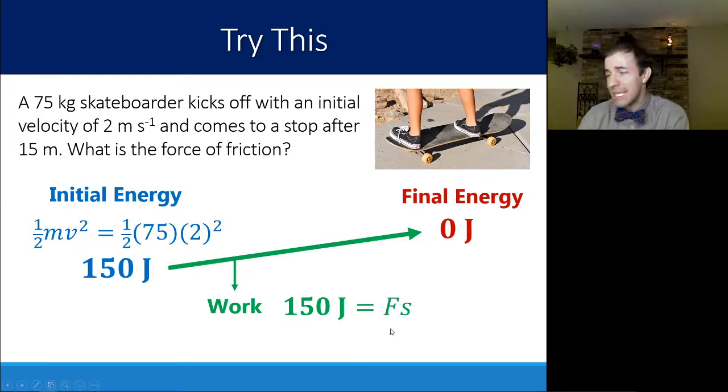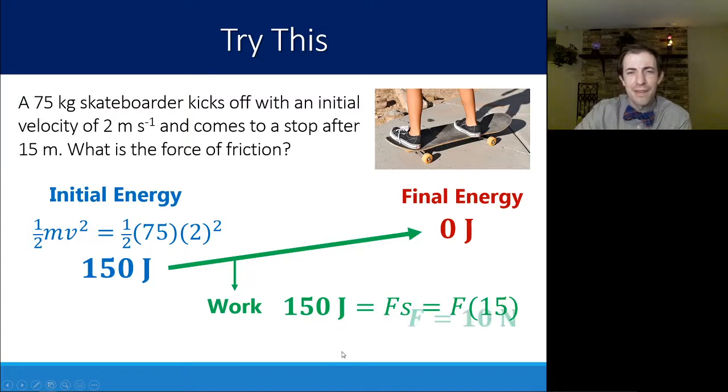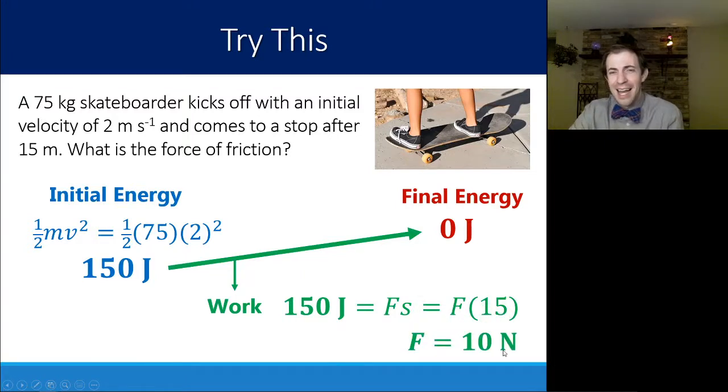And that must be equal to my work equation. There is no angle here, so I'm just going to use force times displacement. And the displacement, I know it came to a stop after 15 meters. So the force of friction was applied for 15 meters of distance. So F times 15 is going to be equal to that 150, which means that the force has to be about 10 newtons.